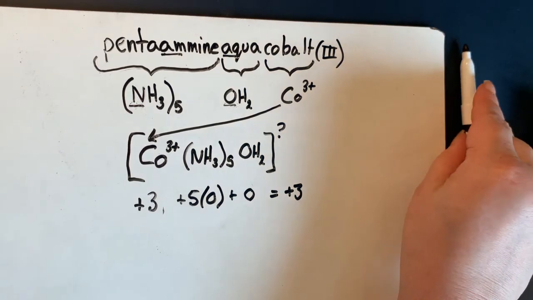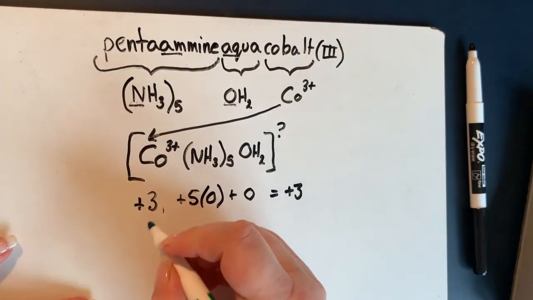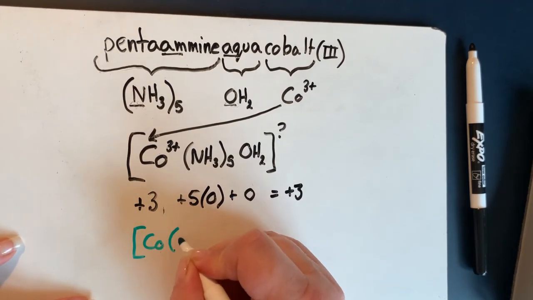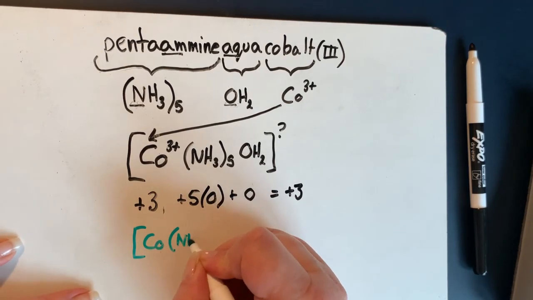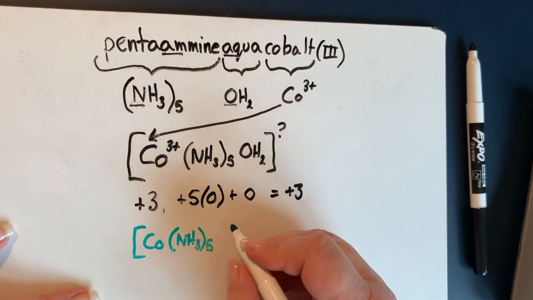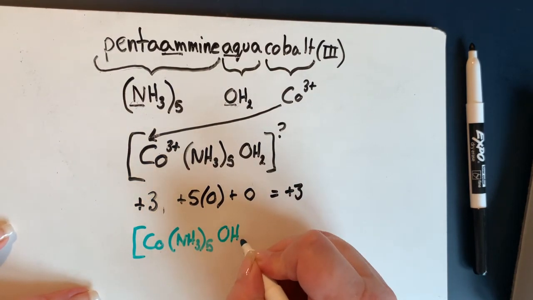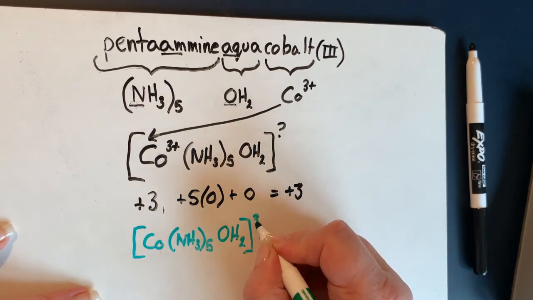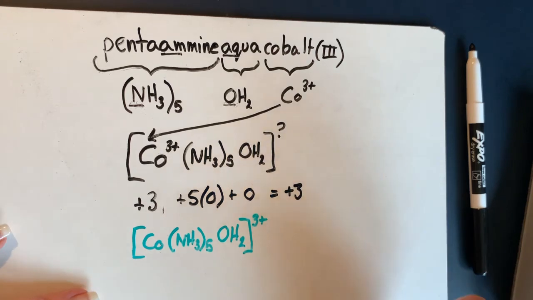So now our final answer is, we've got cobalt, we've got our tetraamine, there's our aqua, and we've got our charge on.